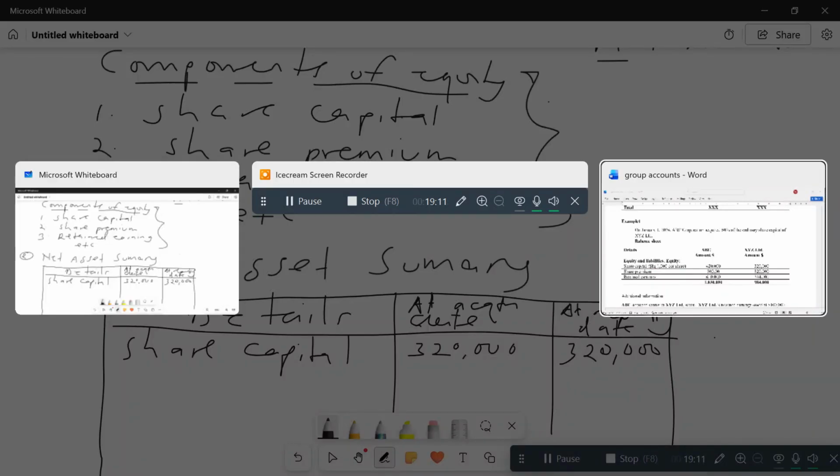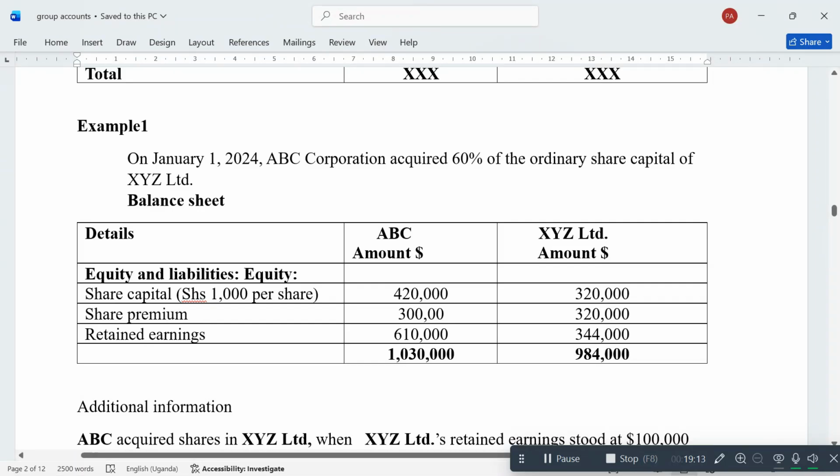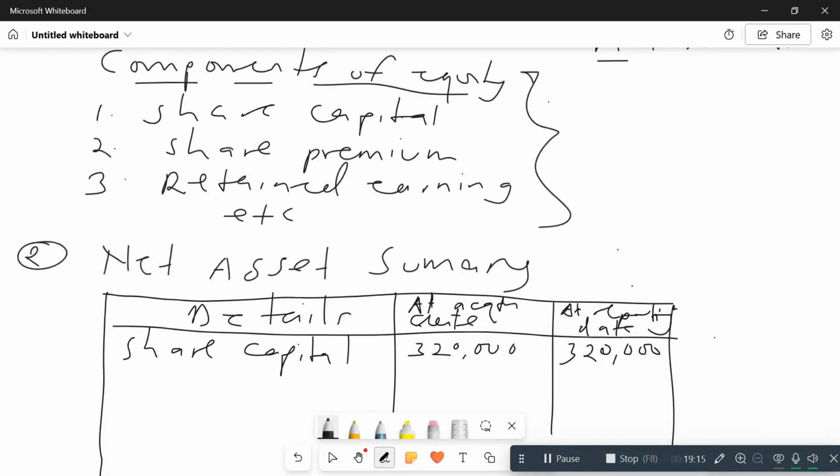Then what else is given in the question? We have share premium, again 320. Share premium, 320. Even here, 320.